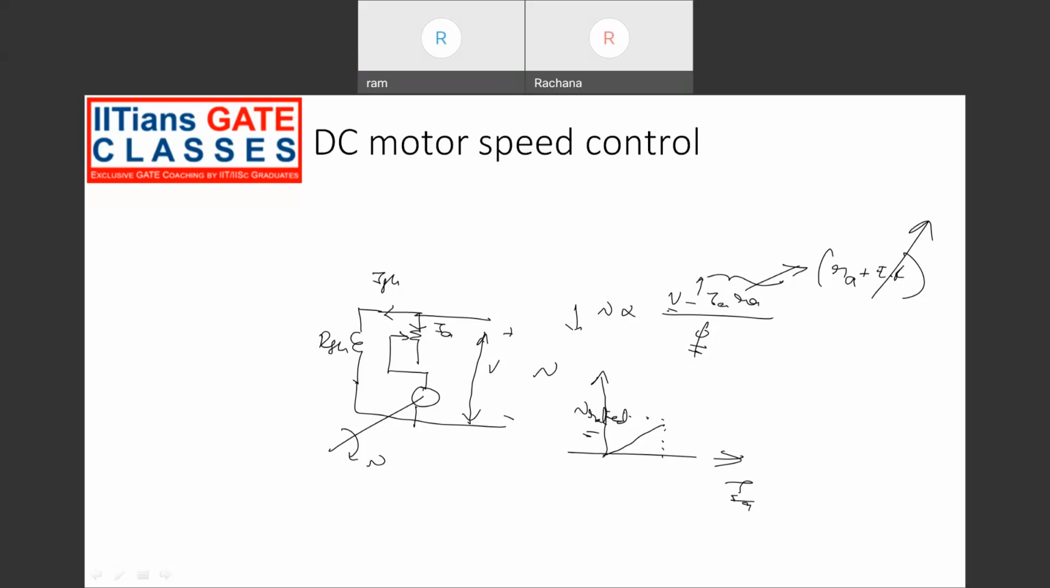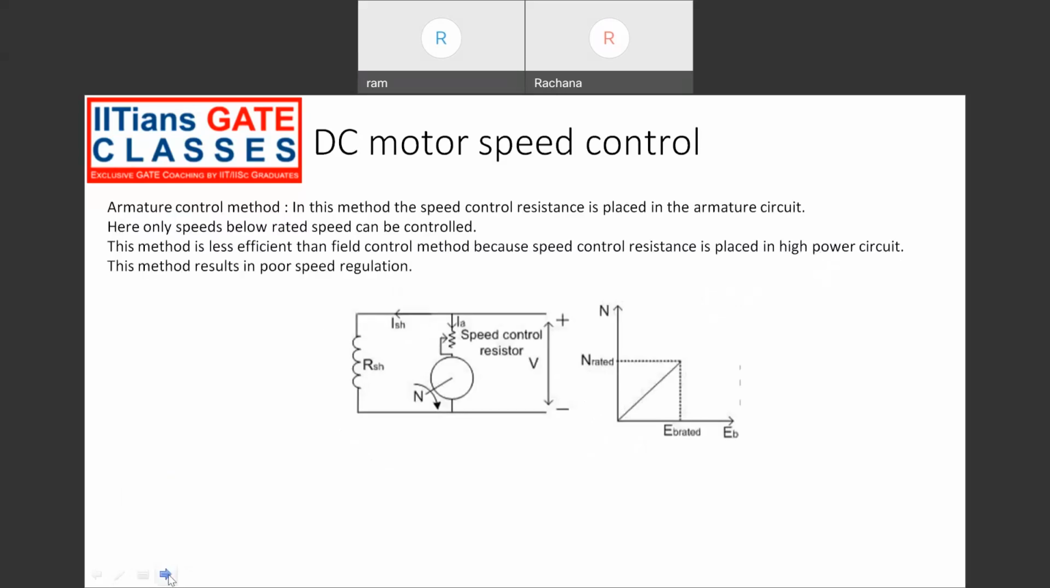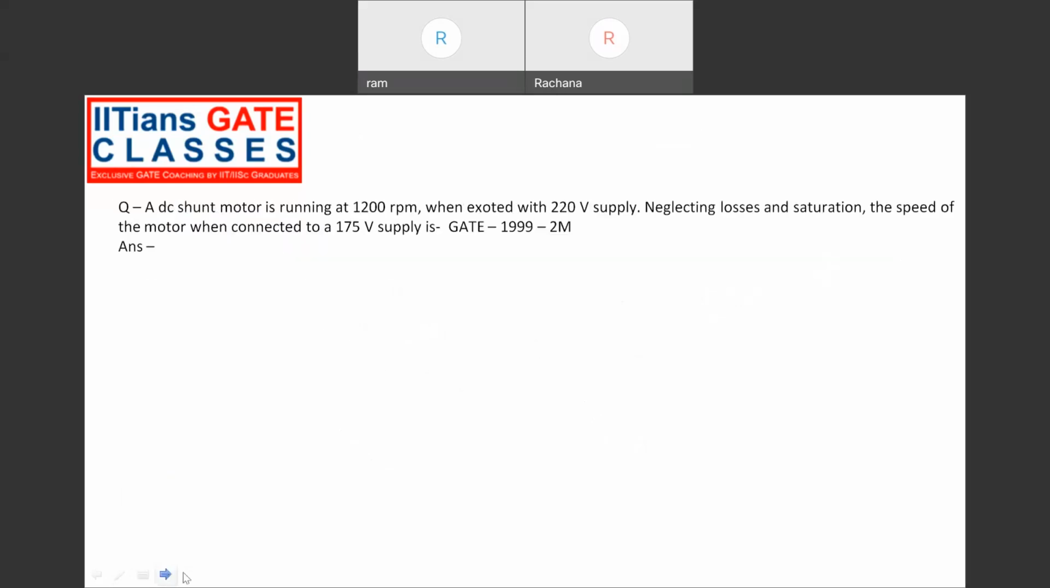Okay, we see some. This is what we have discussed. So this is a GATE 92 marks question. So all these questions.